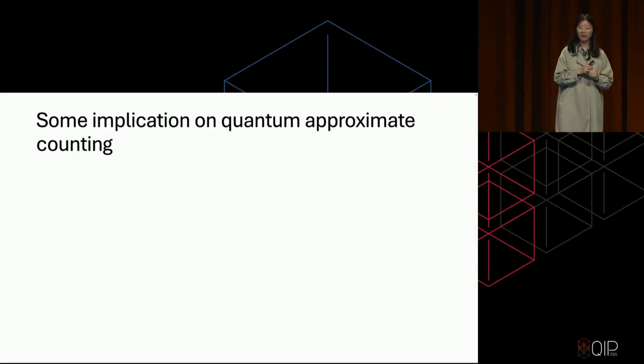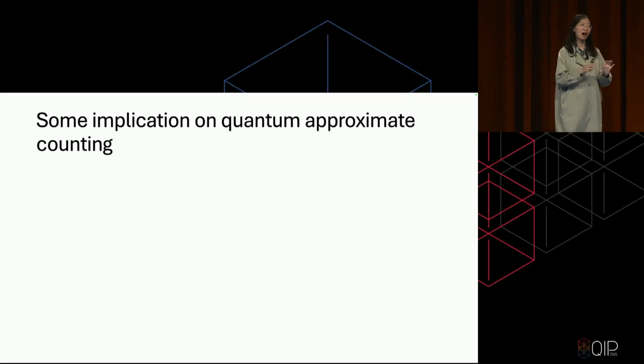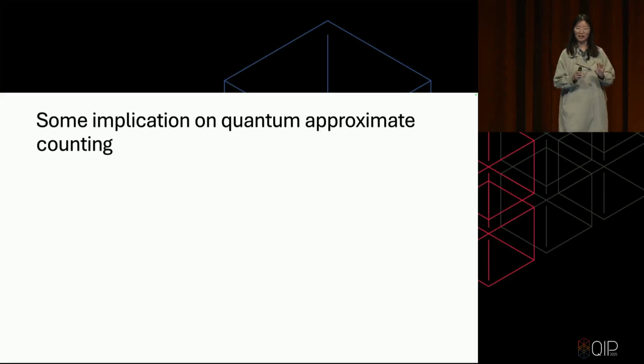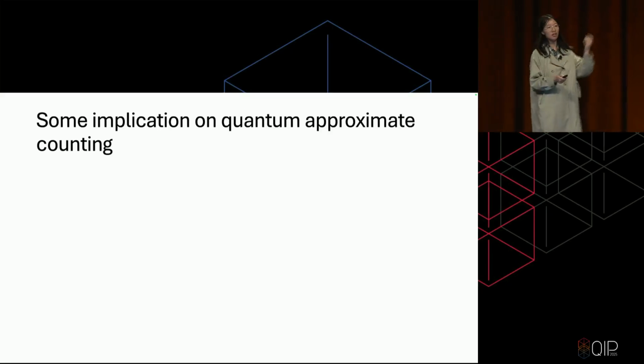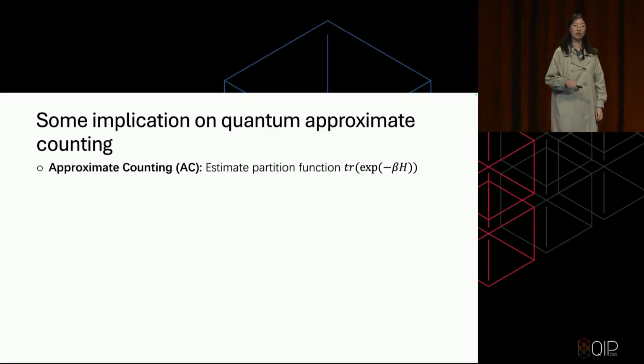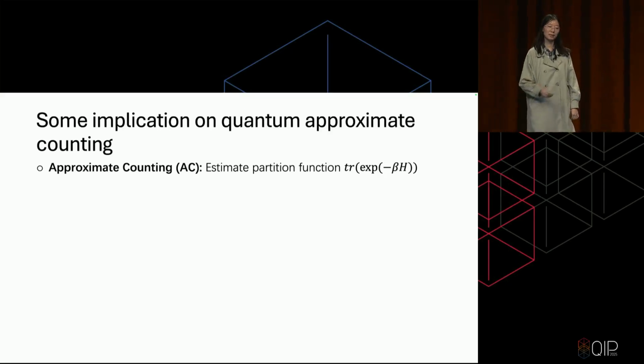Okay, so I have some time to explain this. Previously I explained the comparison between our work and the previous work on Gibbs samplers. Next I wish to spend some time to explain some complexity questions related to our work. The question I want to mention is called approximate counting. Roughly speaking, it's about estimating the partition function.